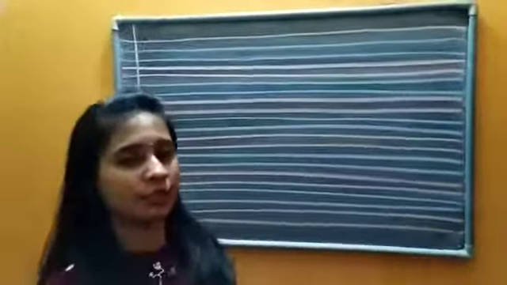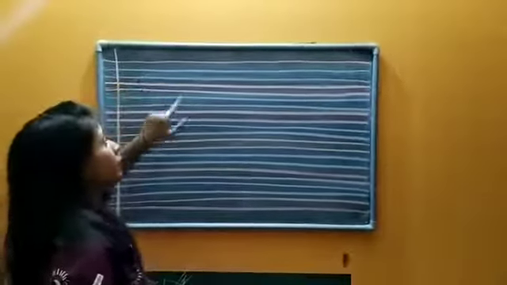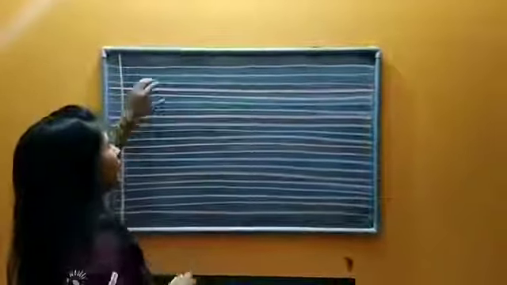Today I will tell you how to write A to Z on English lines. These are the English lines. 1, 2, 3, 4. There are 4 lines in our English copy. Okay. See, these are the pink lines and these are the blue lines. So when we write uppercase letters, we have to use these 3 lines.